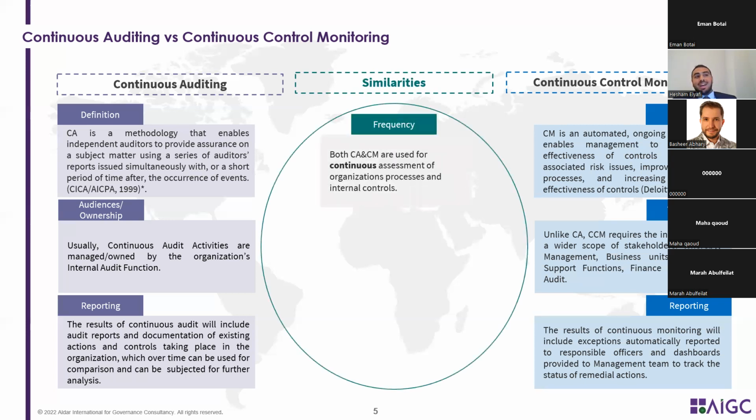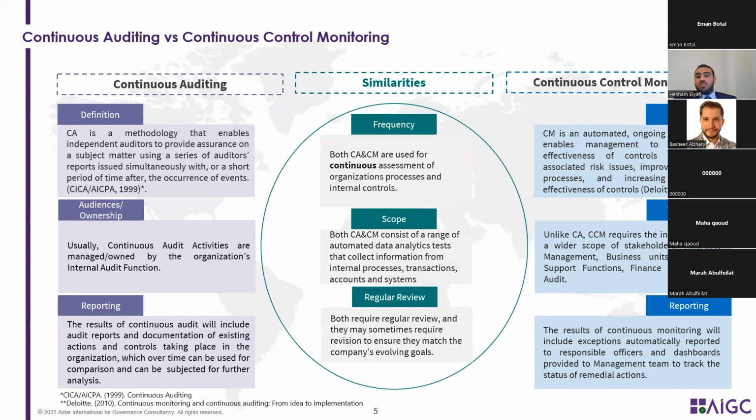But if we talk about the similarities between continuous auditing and monitoring, first of all, the frequency. Both are a continuous assessment of organization processes and internal controls. The scope, again, both are similar. Both consist of a range of automated data analytics tests that collect information from different areas within the processes. Both collect information from transactions being processed within the organization, and both are integrated into company systems. In addition, both will require regular review and may sometimes require revision and refining of the tests to ensure the evolving goals of the company are being matched.